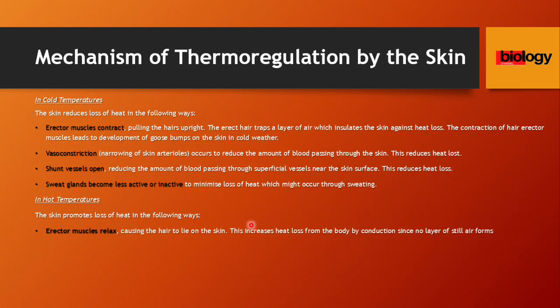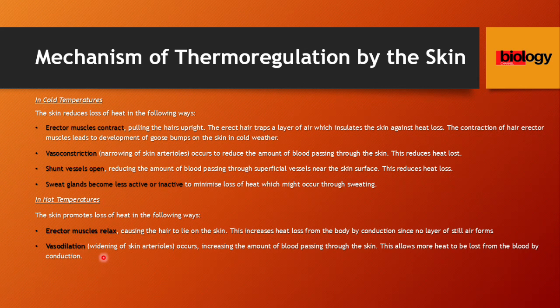Number one, erector muscles in this case will relax. Remember here, erector muscles contract. Here, the erector muscles relax, causing the hair to lie on the skin. This increases heat loss from the body by conduction, since no layer of still air forms. Now conduction is the loss of heat from one body to another. So when you sit on something cold, your heat will be lost from your body to the thing you're sitting on, like if you're sitting on metal, yeah. So erector muscles will relax.